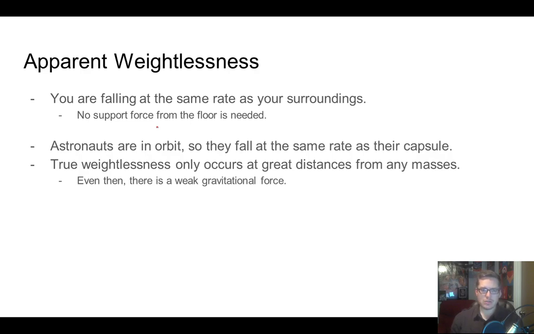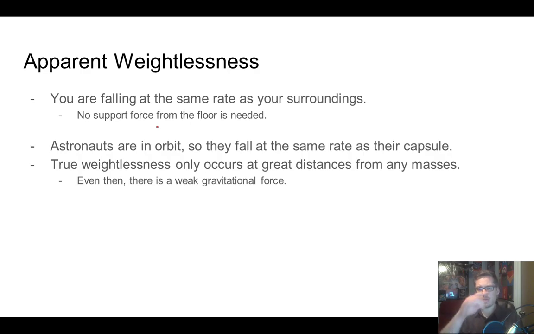So when astronauts are in orbit, they're not weightless. They have weight. The force of gravity is pulling on them. We can calculate the force of gravity, right? We have the universal law of gravitation. So we can calculate that. So we know they have some force of gravity acting on them. So therefore they have some weight.